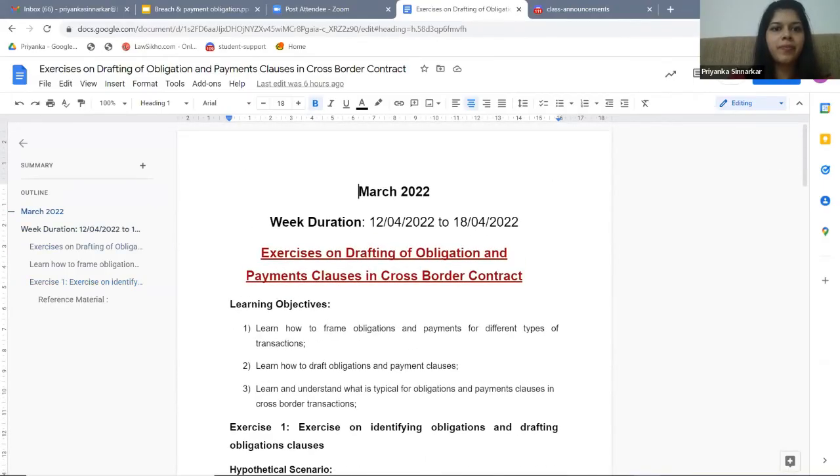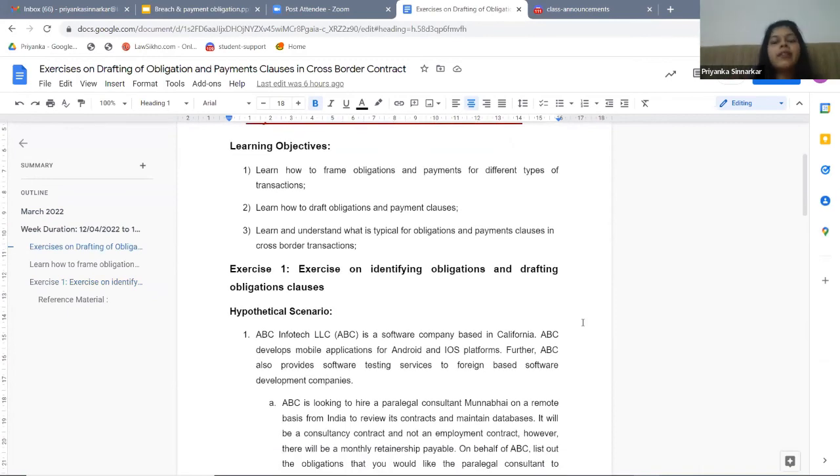Okay, so in today's exercise, the learning objective is how to frame obligations and payment for different types of transactions, drafting obligations and payment clauses, and understanding what is typical for obligations and payment clauses in cross-border transactions.